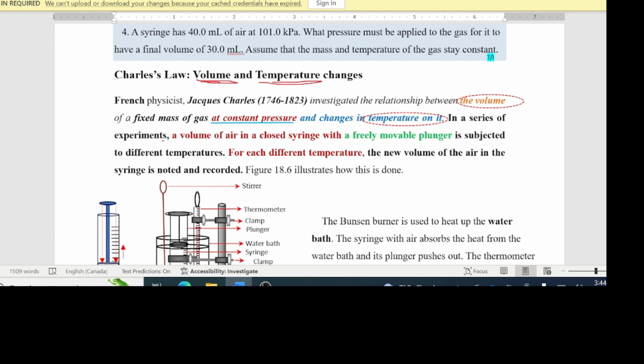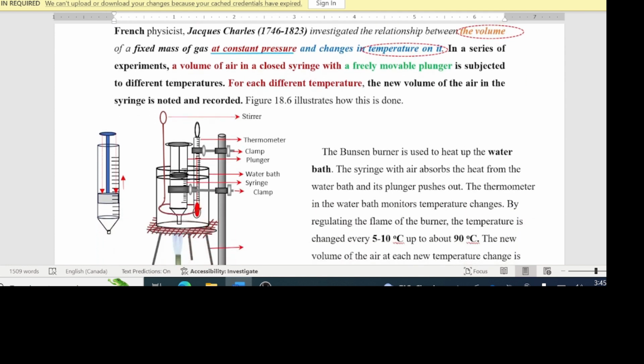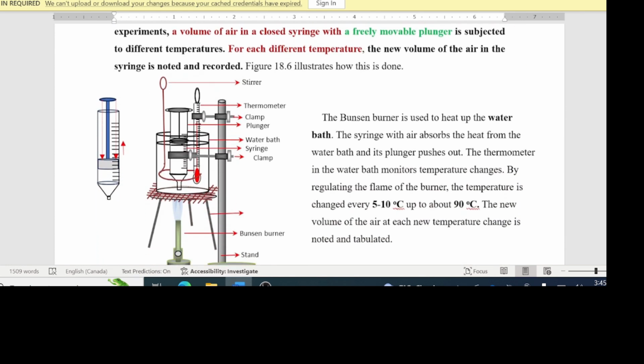In a series of experiments, a certain volume of air in a closed syringe with a freely movable plunger is subjected to different temperatures. For each different temperature, the new volume of air in the syringe is noted and recorded. So this is the apparatus that you can use here, and we will explain that to you now.